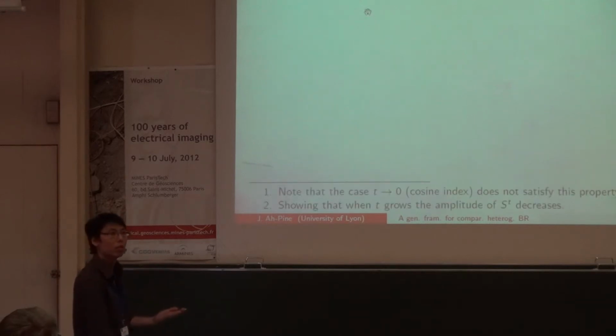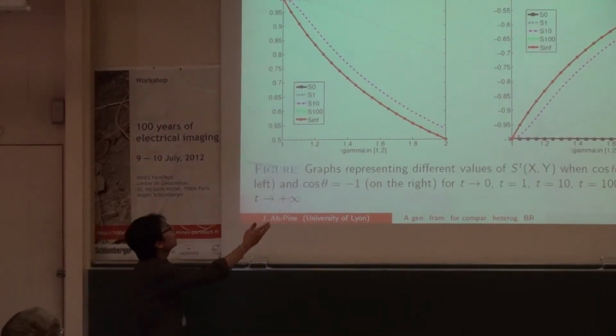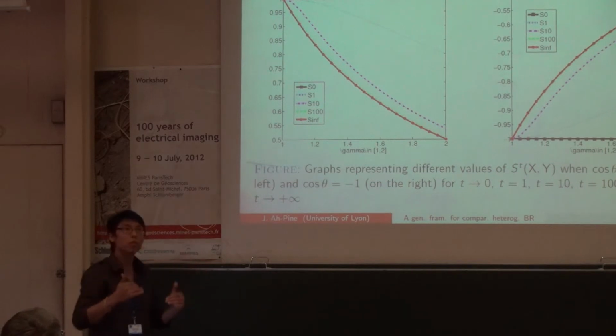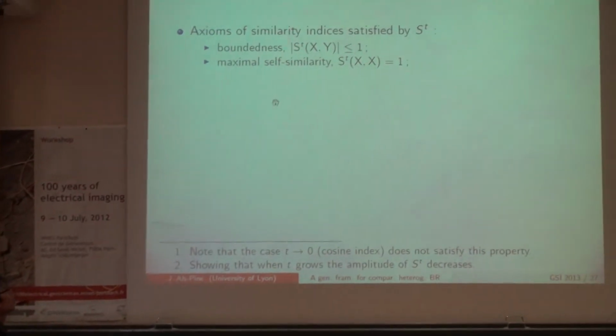So the interesting thing here is that we can see that as gamma varies, the similarity value decreases. And this is stronger when T is greater and greater. So this is the intuition.